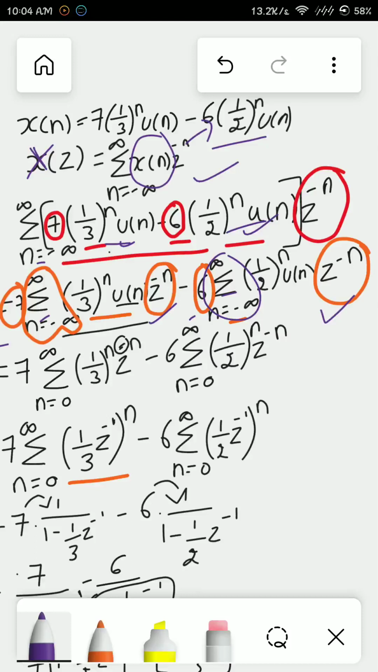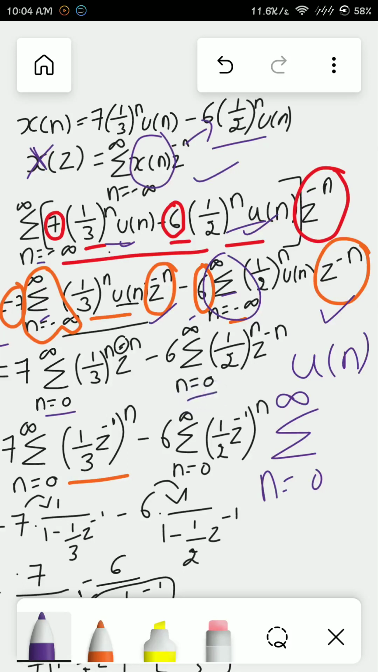So now, to eliminate u of n, what did I do? I just changed the summation from n equal to minus infinity to infinity, to n equal to 0 to infinity, right? It starts from 0 and ends at infinity, and this is the resultant you get.